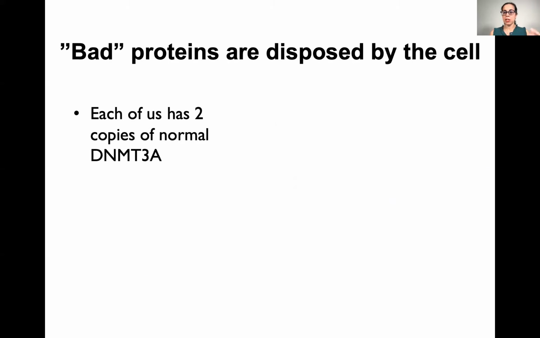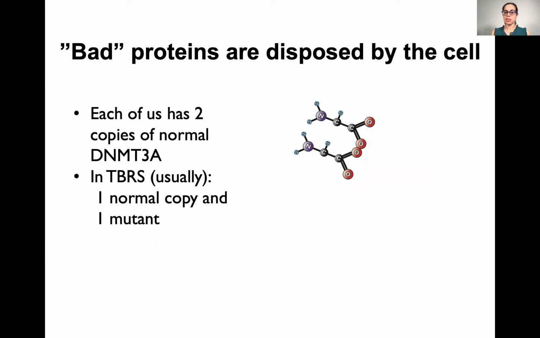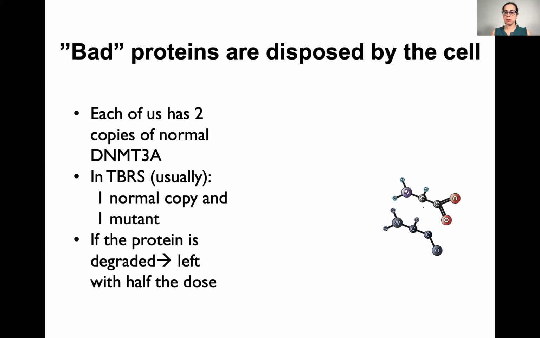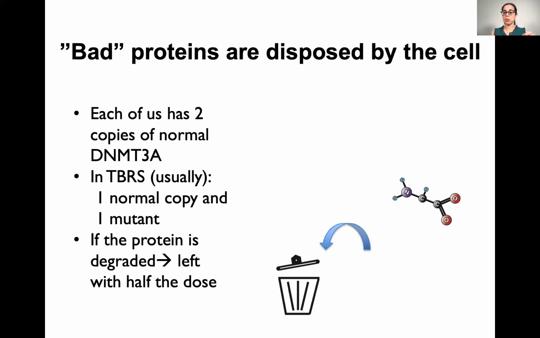So in each of us, we have two copies of DNMT3A, one that we get from our mother and one from our father. And in TBRS, usually the case is that you still retain one normal copy and then you have another mutant copy. So we have two. But in those cases where the cell thinks that the DNMT3A mutant protein is bad, what will happen is that it will degrade the mutant copies. So instead of having two copies of DNMT3A, we're left with one.